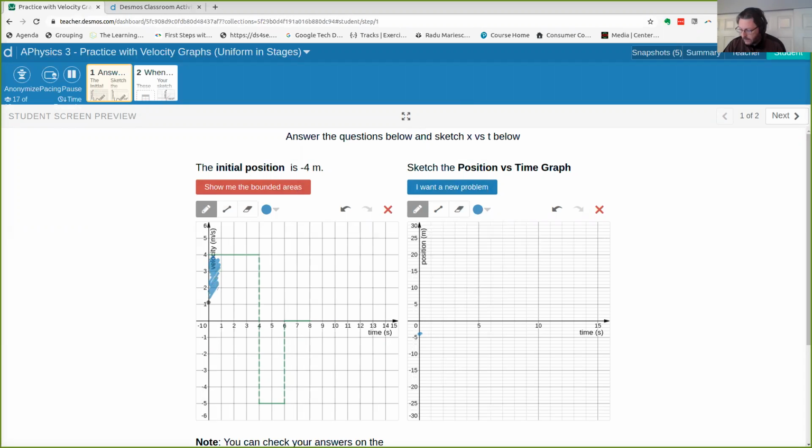Then I'm going to look at this graph and notice that it is traveling at 4 meters per second for 1 second. That means it's going to move forward by 4 meters in the positive direction from that position. So if it started at -4, it's going to end up at 0, 1 second later. And then we're going to repeat.